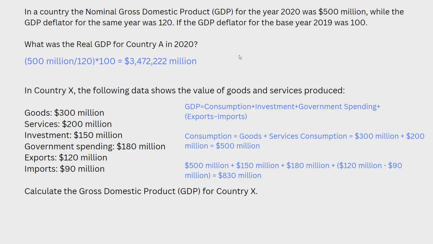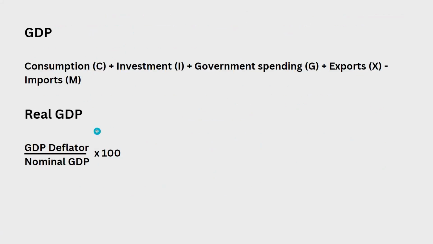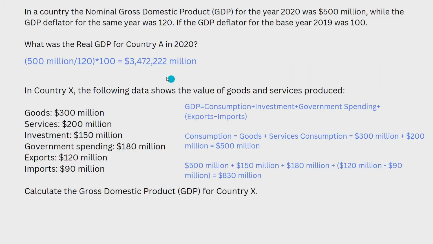So let's do a question on real GDP. In our country, the nominal GDP for the year 2020 was $500 million, while the GDP deflator for the same year was 120. If the GDP deflator for the base year 2019 was 100, what was the real GDP for the country in 2020? So we did 500 million, which was the nominal GDP, divided by the GDP deflator, which is 120, times 100. So we did this and we got the answer.